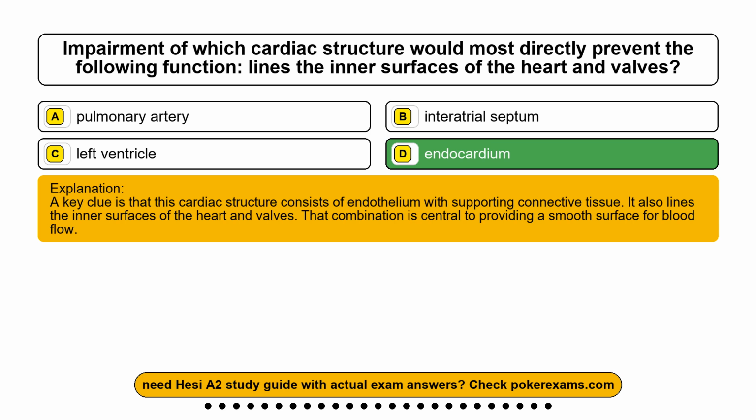A key clue is that this cardiac structure consists of endothelium with supporting connective tissue. It also lines the inner surfaces of the heart and valves. That combination is central to providing a smooth surface for blood flow.